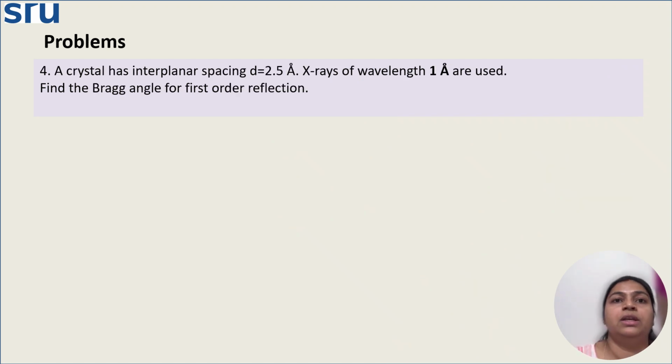It is given here that a crystal has an interplanar spacing d, which is 2.5 angstrom. X-rays of wavelength 1 angstrom are used. Find the Bragg's angle for first order reflection. So Bragg's angle is asked here.